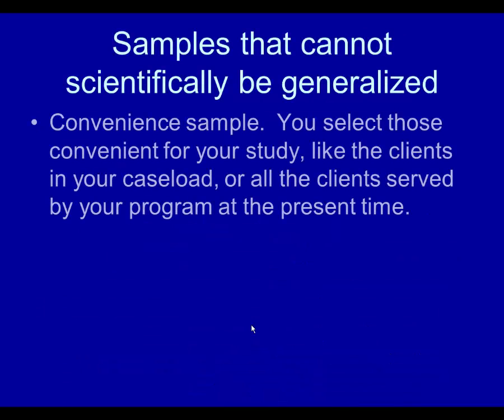Here are a couple of samples that cannot be scientifically generalized. By scientific generalization, I mean you have the ability, because of the sampling method, to scientifically generalize, meaning you have a scientific basis for estimating sampling error. You can do that with a random sample. The most likely kind of sample you will have is a convenient sample. You simply select those persons convenient for your study, like the clients in your caseload, or all the clients served by your program at the present time.